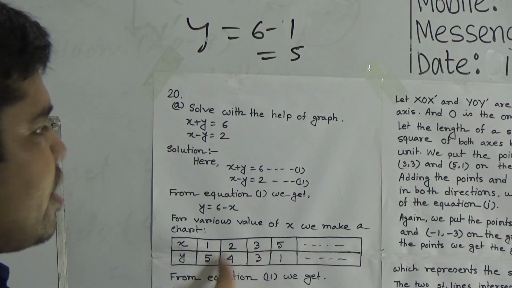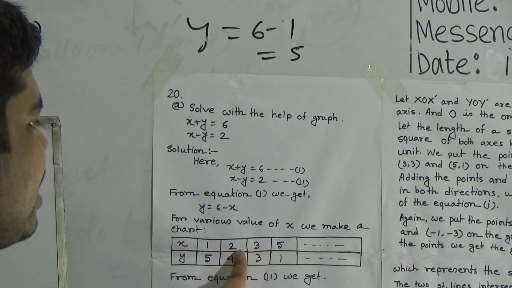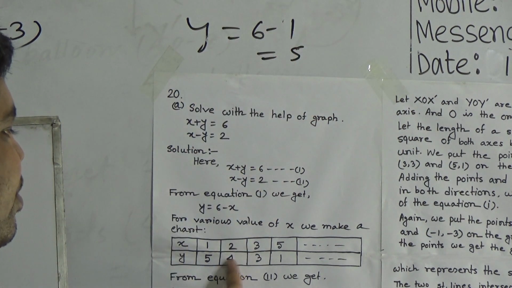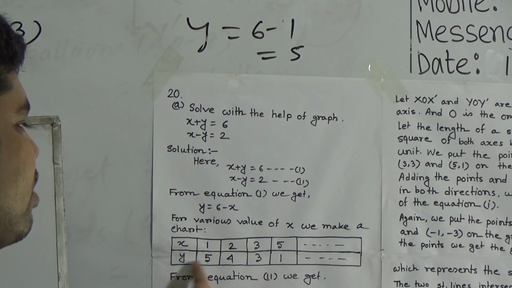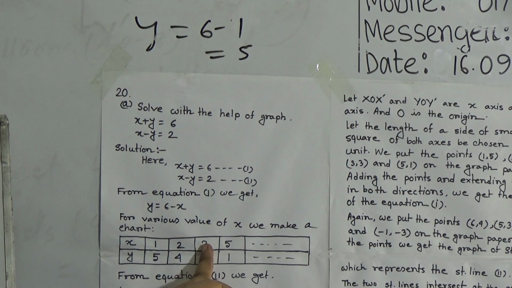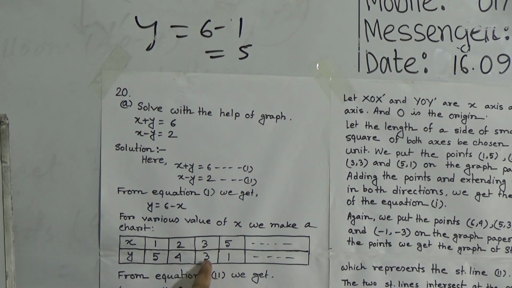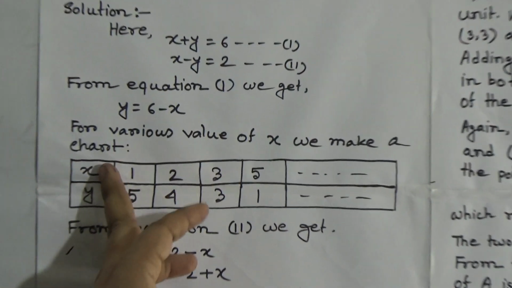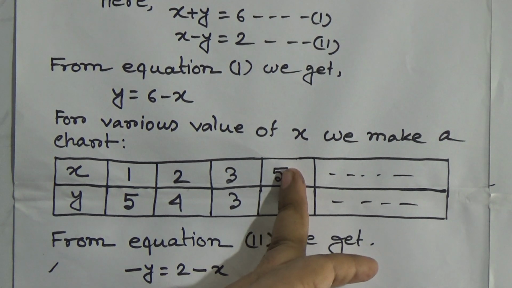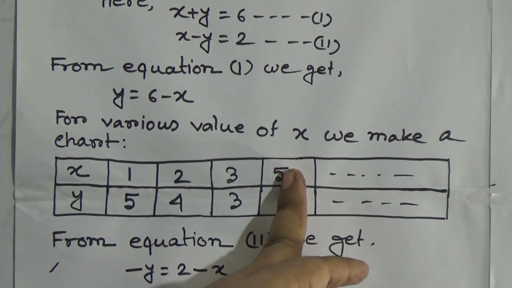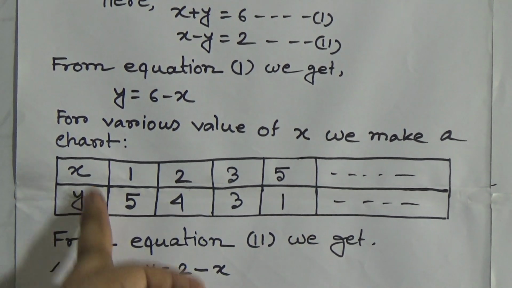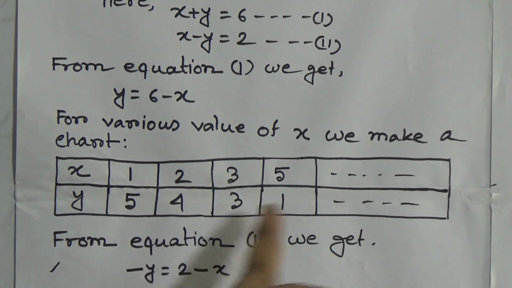I hope you have understood. Similar way, we put the value of x equal to 2. If we subtract 2 from 6, we get 4. So the value of x is 2 and the value of y is 4. Similar way, we put x equal to 3. If we subtract 3 from 6, we get 3. So 3 is the value of x and 3 is also the value of y. Again, if we put x equal to 5 and subtract 5 from 6, we get 1. So x equal to 5 and y equal to 1.